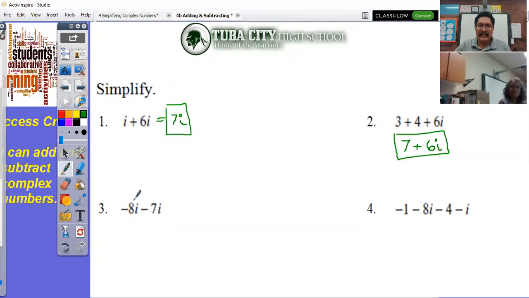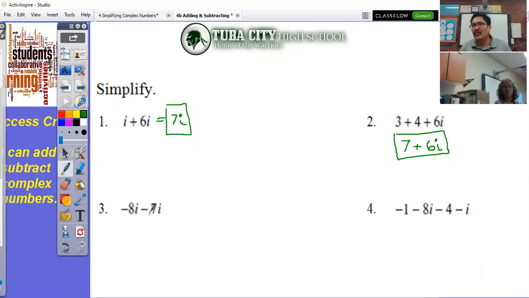Now I have a negative 8i and a negative 7i. With problems like this, in my opinion, it helps to think of them as 2 separate terms, and they are both negative. So negative 8 and negative 7. Because sometimes I get students that get confused. They're like, oh man, if I'm subtracting it, does that mean I add it? Or the other common one I get is, ooh, if I have 2 negative numbers, they make a positive. Now that's not true in all cases. It is true in some cases, but in this case, we're combining these 2 terms.